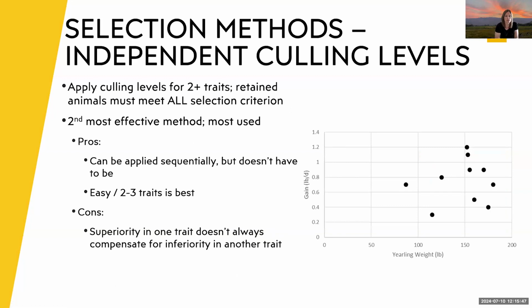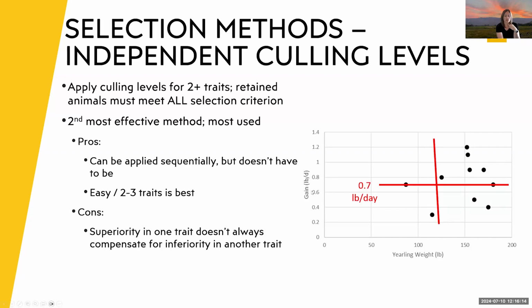Another way that you can do selection is an independent culling level. So you're basically saying two or more traits. Usually in this type of a system, you're going to just keep it to a handful or less of traits that you're going to look for. But basically what you're going to do is you're going to say, okay, this is the line. I'm keeping all the animals above the line for their performance, which I'll show you here.